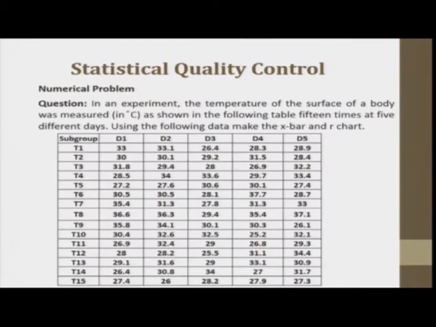Okay. So, I have this numerical problem here. In an experiment, the temperatures of the surface of a body were measured in degree centigrade as shown in the following table, 15 times at 5 different days. Using the following data, make the X bar and R chart. So, this is the temperature. Temperature, as I said, is continuous data in this case.